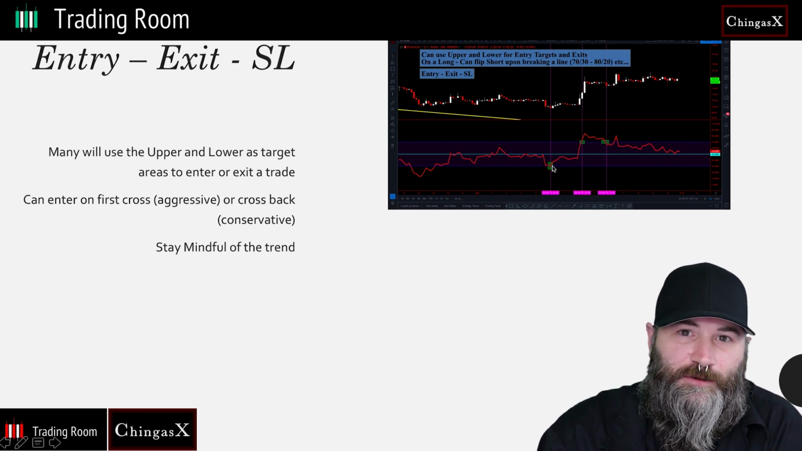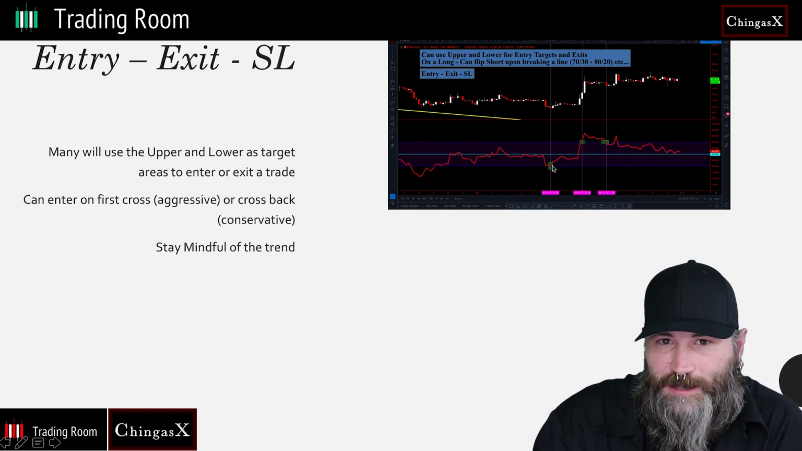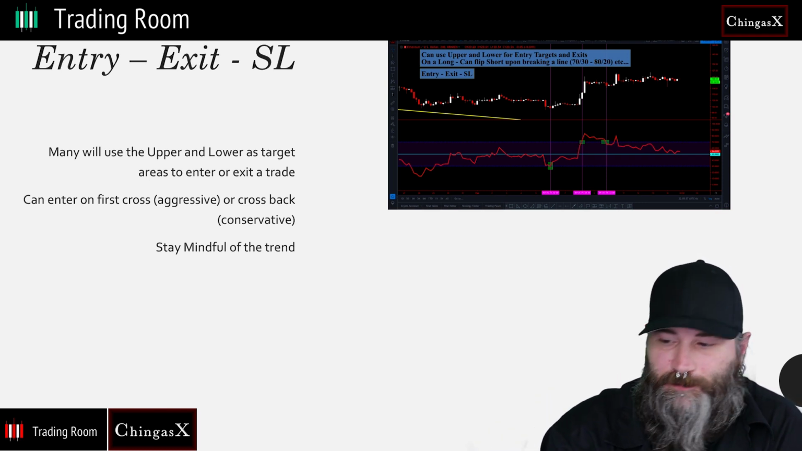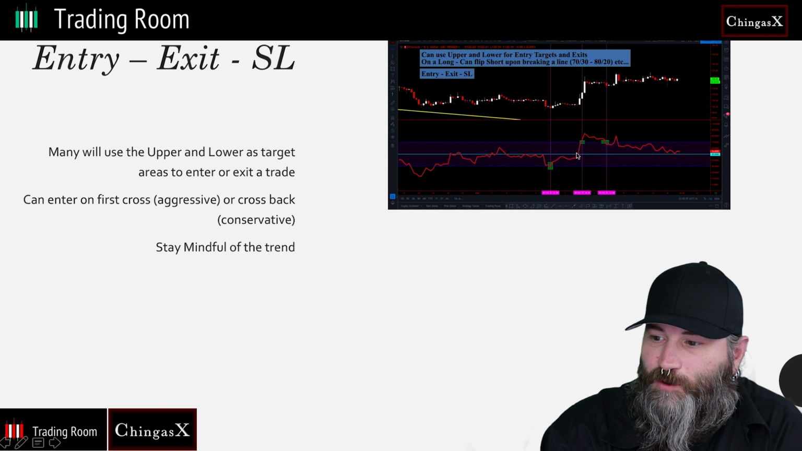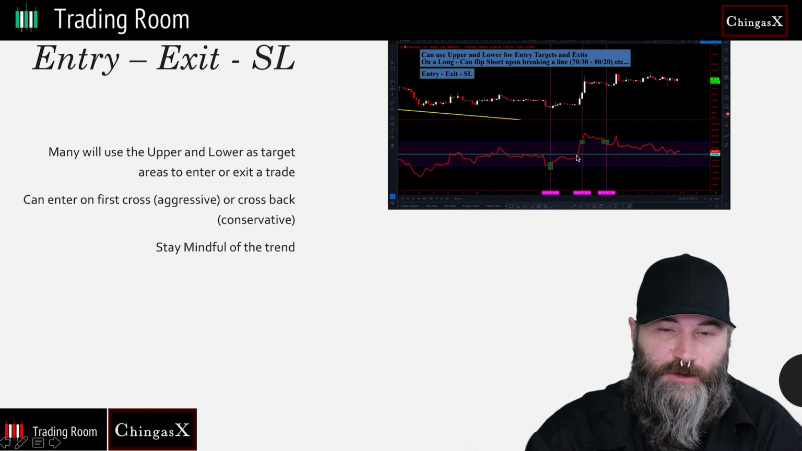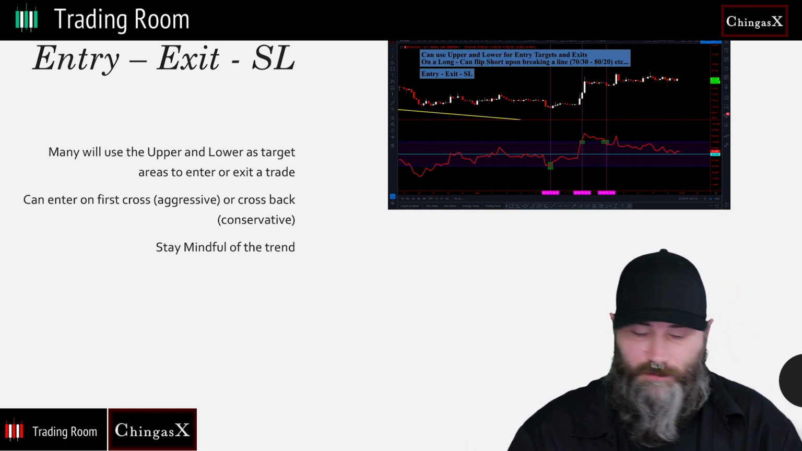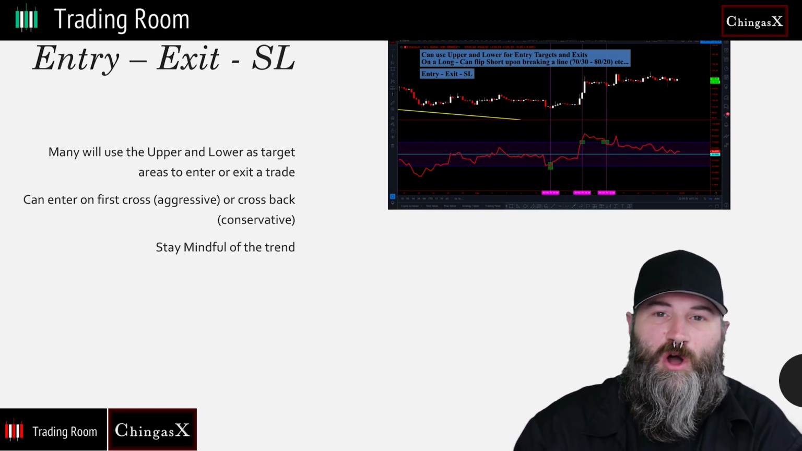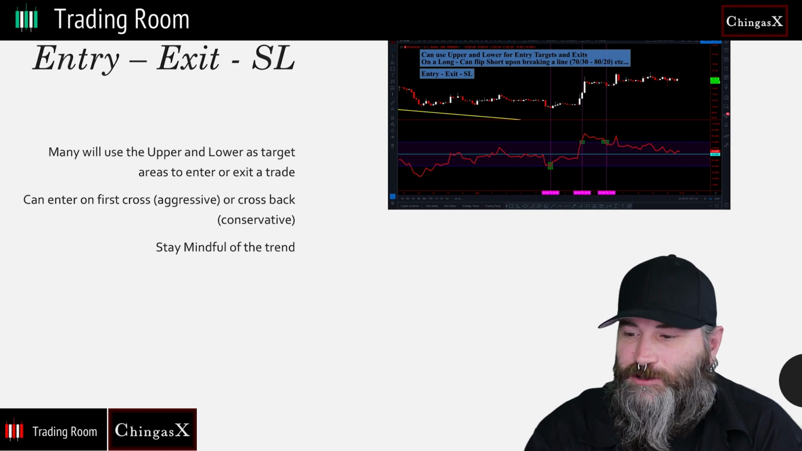You can enter when it hits the 30 and comes back up. That could be your entry. Or if you're a more conservative, less aggressive trader, you can wait until you cross that 50 line and then make your entry there. Now you would have risked losing a portion of that move, or a large portion of that move, but it's a safer entry.